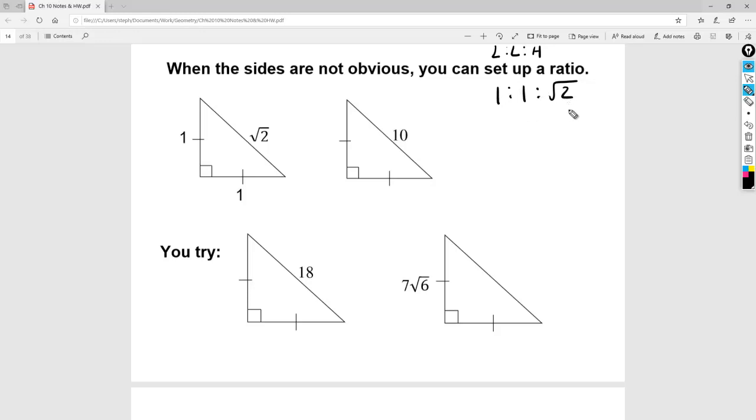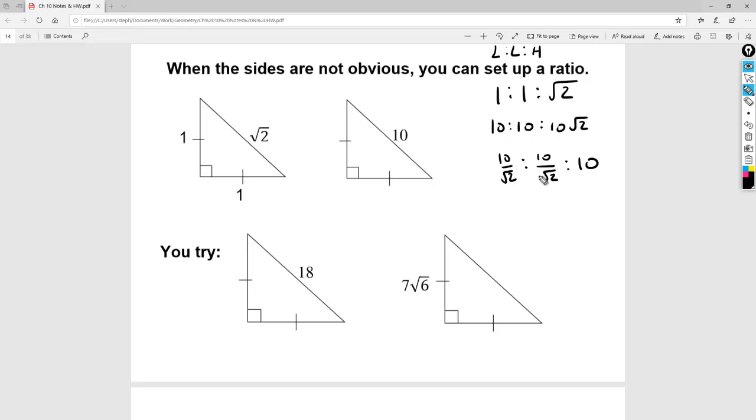So if I multiplied everything by 10, I would end up with 10 to 10 to 10 root 2. And if I divided everything by the square root of 2, I would get 10 divided by the square root of 2 to 10 divided by the square root of 2 to 10. Right? So I got what I wanted as my hypotenuse, which is 10. That means my legs must both be 10 divided by the square root of 2.